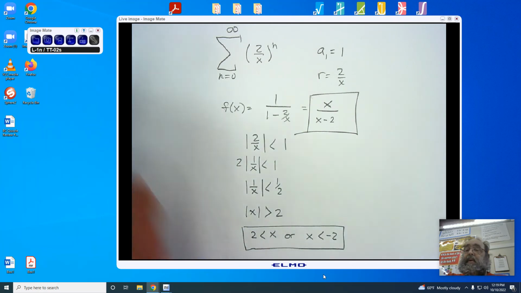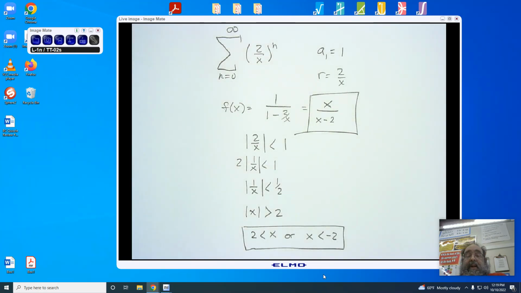I hope this helped you, and we will continue to work with this over the next several days, and you will get more practice, I'm sure of it. As we go through, I will point out that we will find other techniques to find our interval of convergence and our radius of convergence that are a little bit easier to work with.